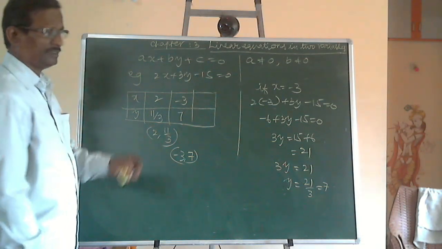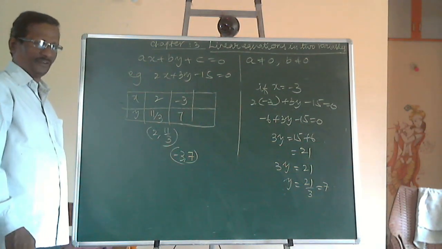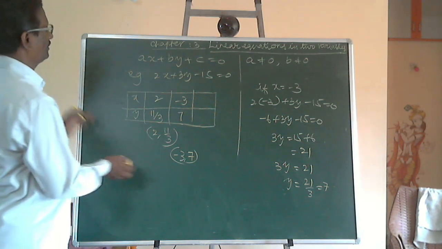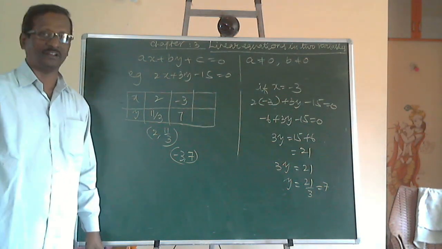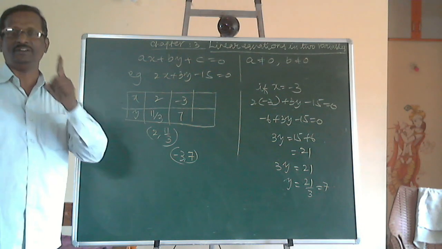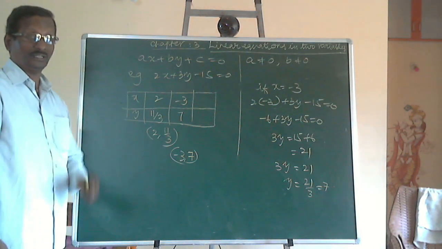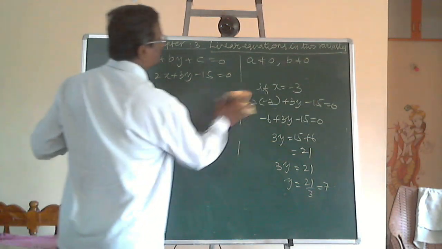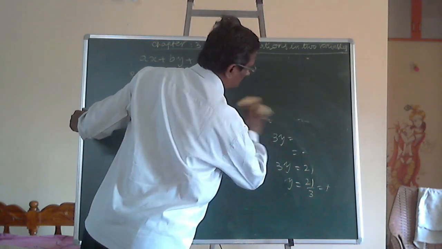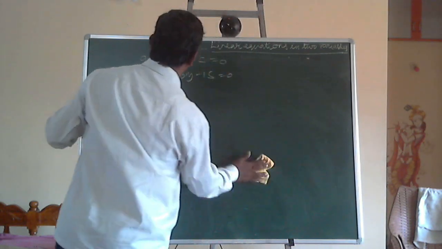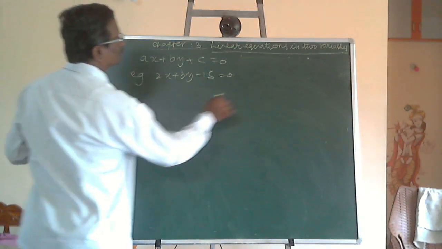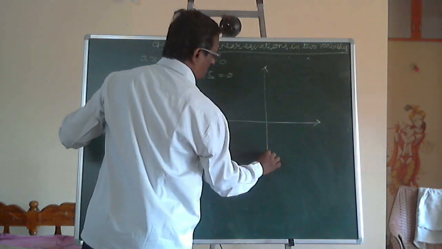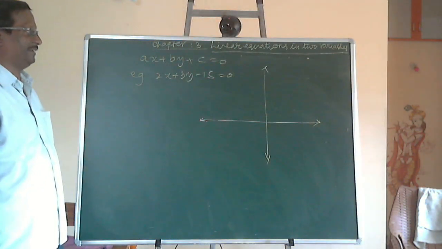Right. Now, for our solution, we can just give different values to x and find the corresponding values of y. Please remember, in the case of a linear equation in two variables, a single equation will have infinitely many solutions. Now, let's go to the graphical representation. The graphical representation of a linear equation in two variables is always a straight line.